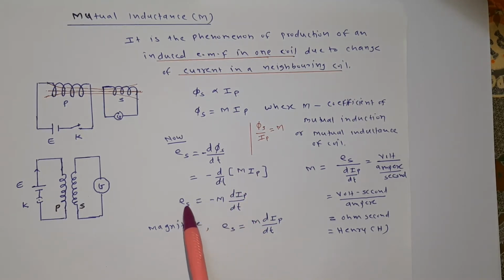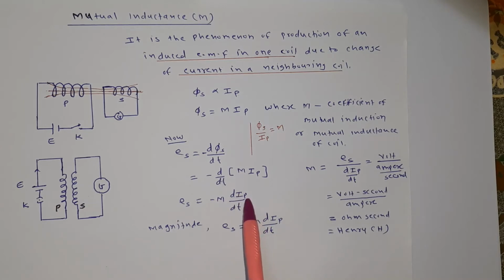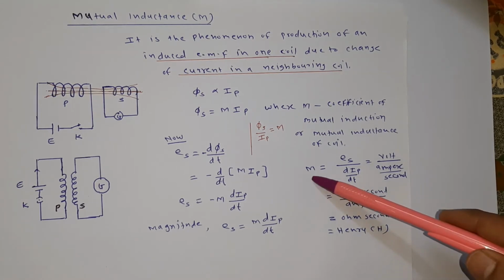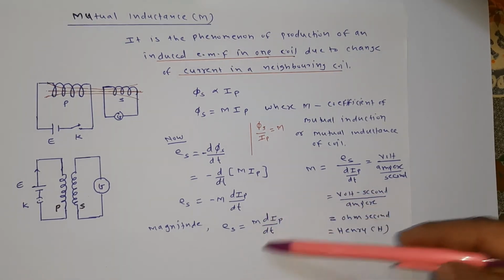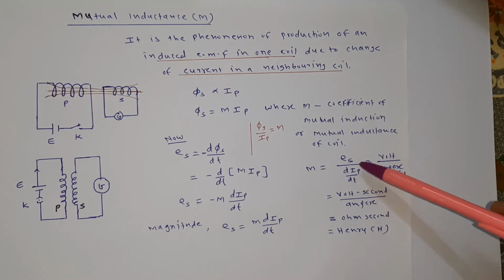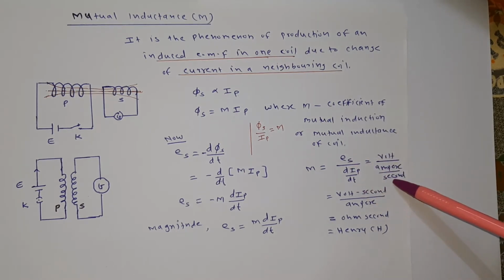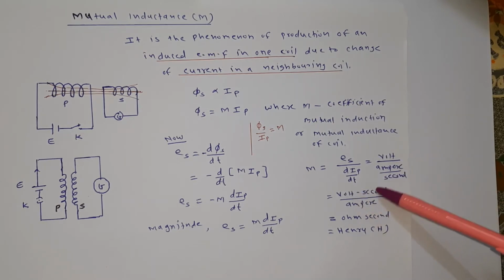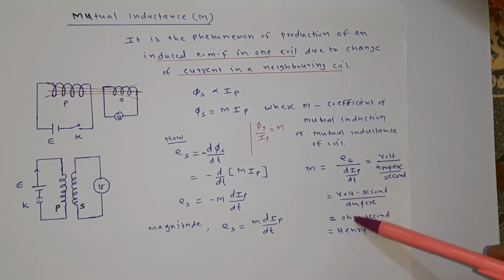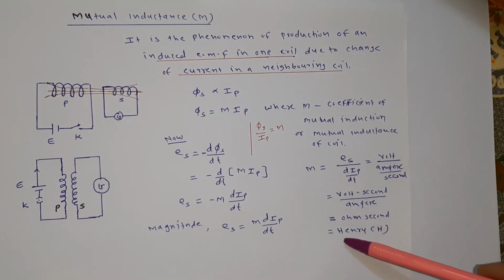So EMF induced in one coil, change in current in the other coil. If I take the magnitude, then we can say ES, we will remove the minus sign, equals M di by dt. To get the unit, M is equal to ES upon di by dt. As we did in self-induction, the EMF unit is volt, this is ampere, this is second. Second comes up, so volt second per ampere. Volt per ampere is ohm. So ohm second. Again we call the unit of mutual inductance Henry.